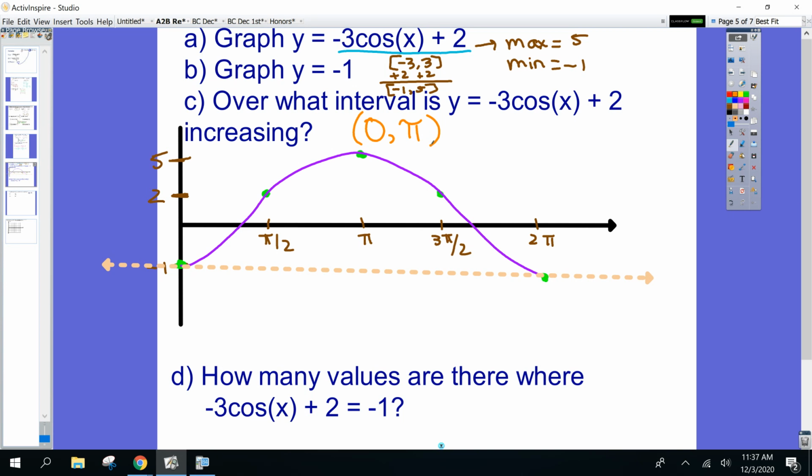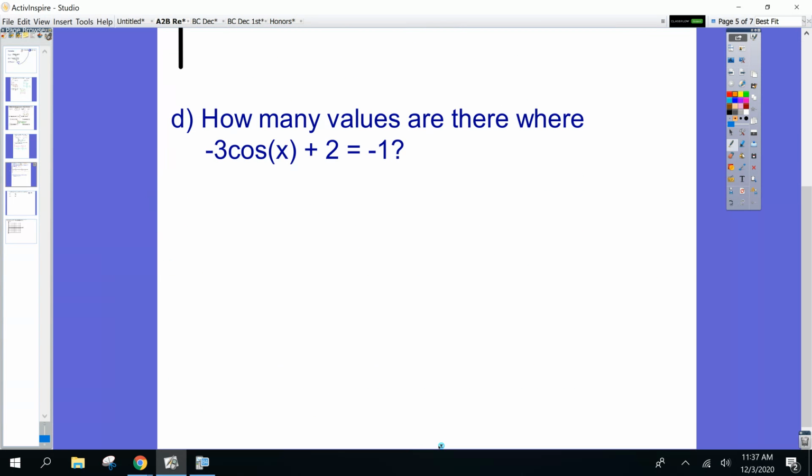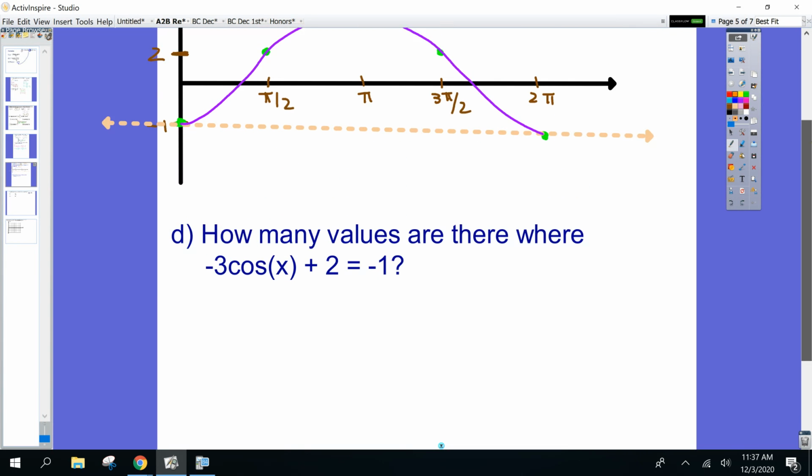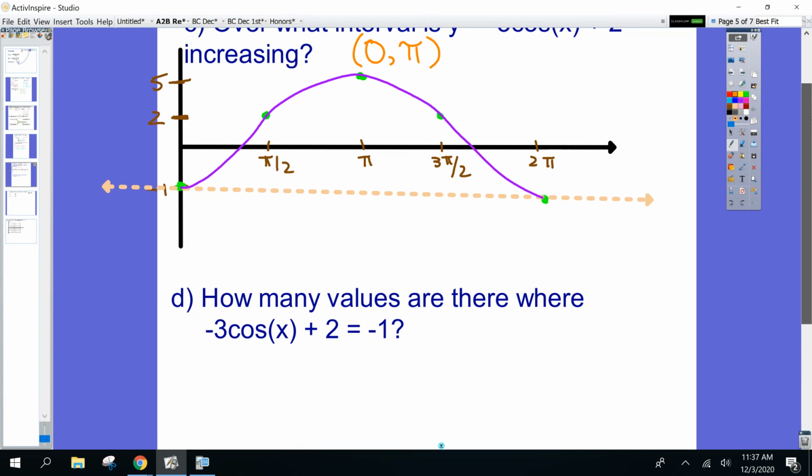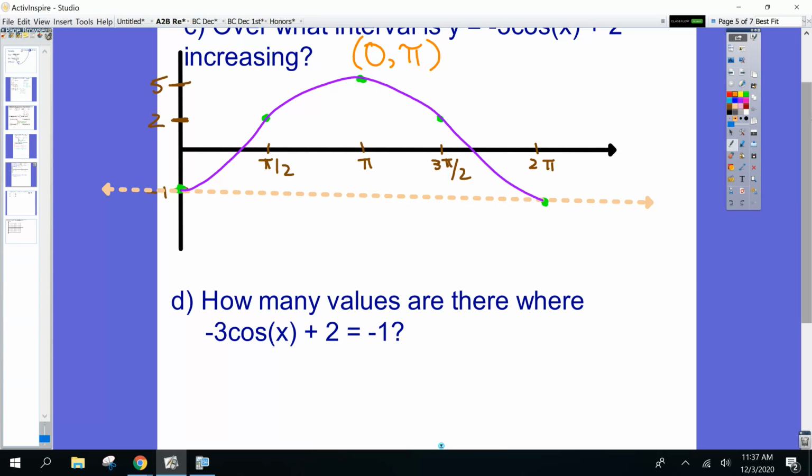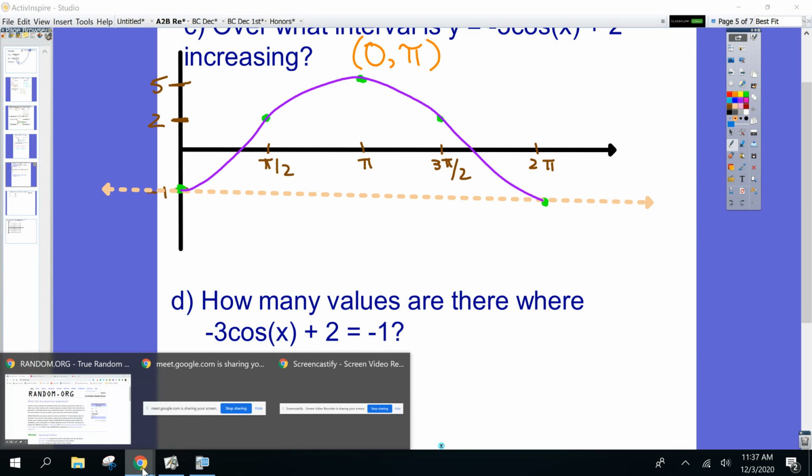Last question, part D. Using your graph, how many values are there where these two are equal? -3 cosine x plus 2 and -1. Basically, the two graphs you just did. How many places are they equal? What's another name for where they're equal? Where they intersect. Okay? These two will be equal where they intersect. Hey, don't give me the values. I just want to know how many are there. How many are there where they intersect?